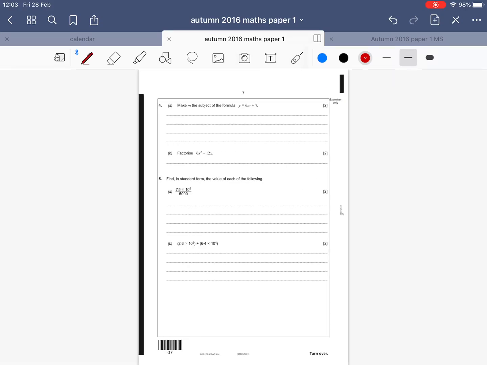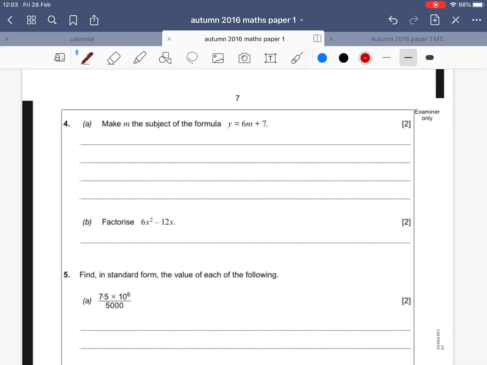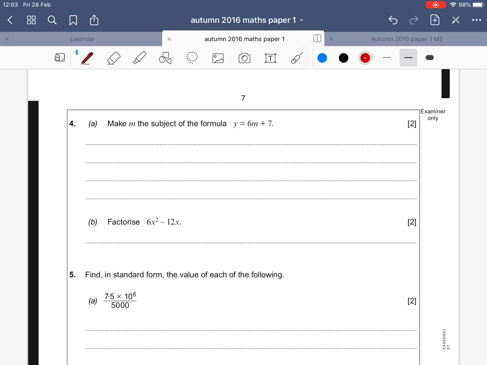Okay, question 4. Make m the subject of the formula. We just did this the other day. I think I gave you this exact question, so you should be fine with this. So you want to chuck everything else over to one side. The m is currently positive, so I'm going to leave it there. First of all, I'm going to get rid of the 7 by taking it away. So y minus 7 is 6m. Then to get rid of the 6, I'm going to divide. So y minus 7 divided by 6 is m.